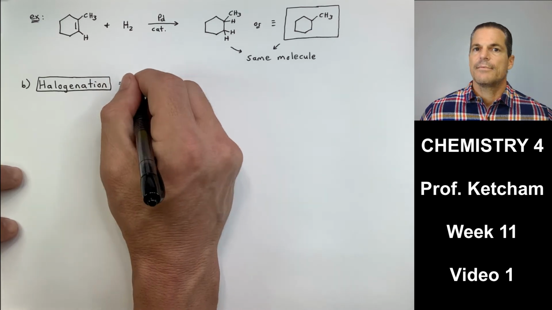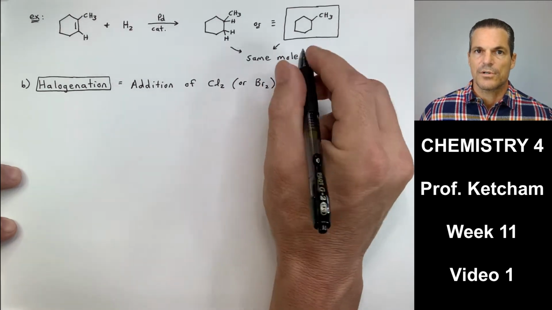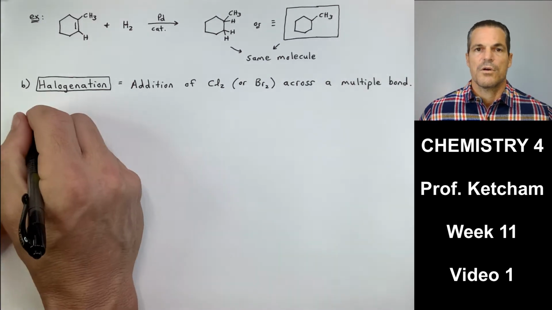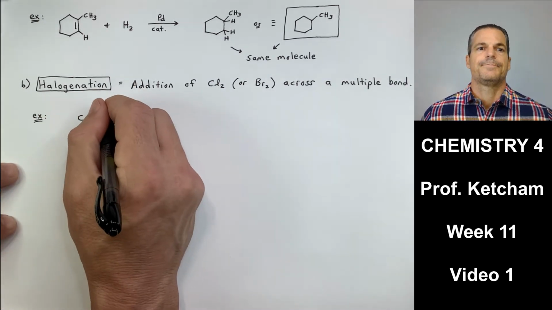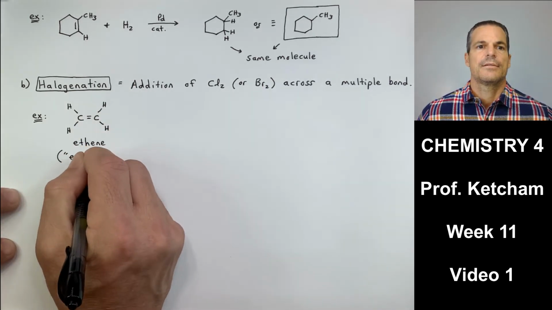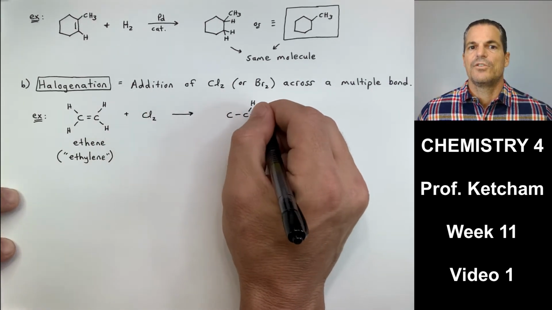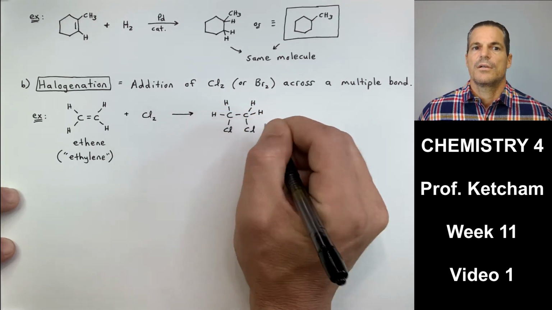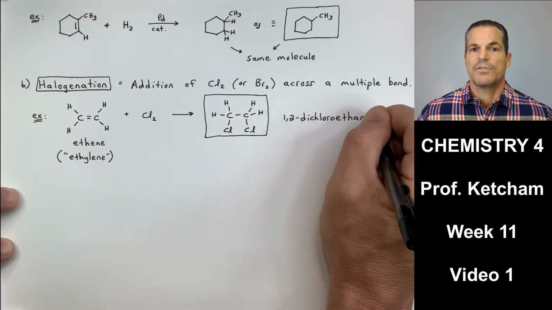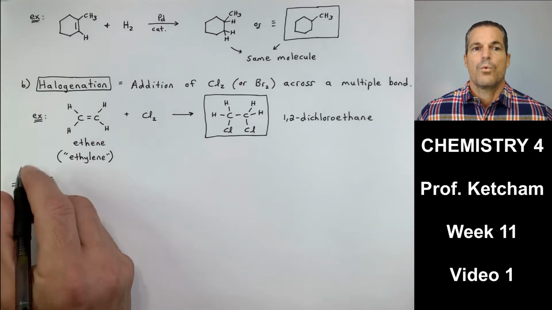Now, B is halogenation. It's the exact same as hydrogenation, except you're not adding H2 across a double or triple bond. You're adding Cl2 or Br2 across a double or triple bond. As an example, here I have ethene, which has a common name, ethylene. If I add Cl2 here, as you might expect, the double bond goes away, and I've added 2 Cl's, one to each of those double bond carbons. So the product here, we should know how to name. It's 1,2-dichloroethane.